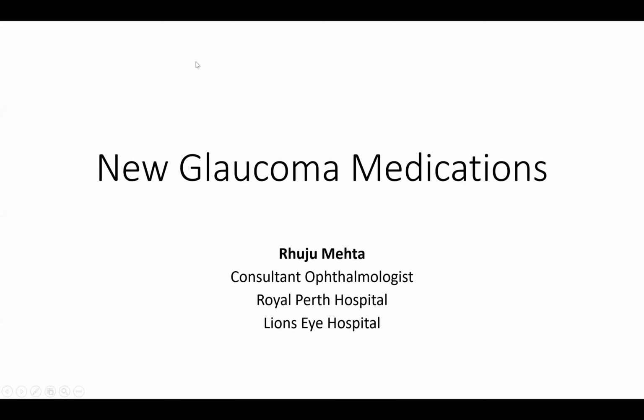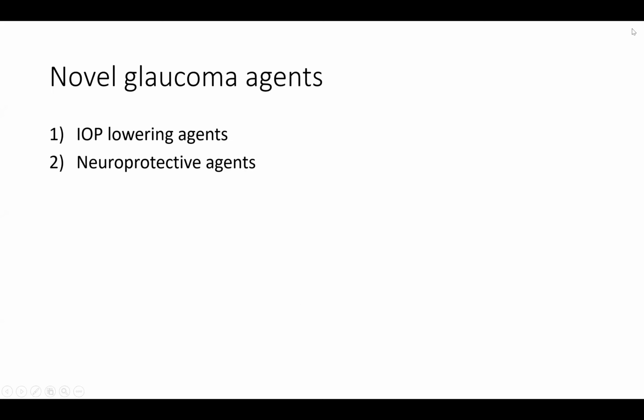I'll be talking about the novel glaucoma medications. When we think of these novel agents, we can divide them into two categories, the IOP lowering agents or the neuroprotective agents. It's quite a big topic to cover with a lot of agents to talk about, but I'll try and just give you a general overview of what's available and what's in the pipeline at the moment.